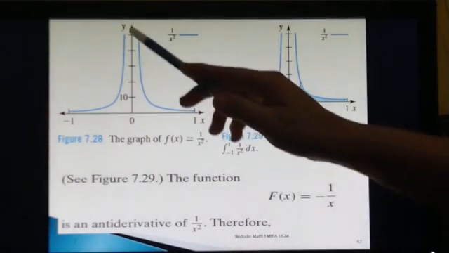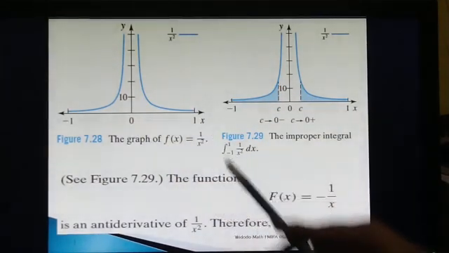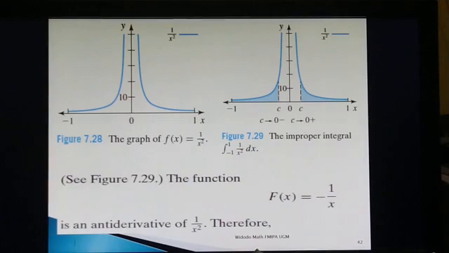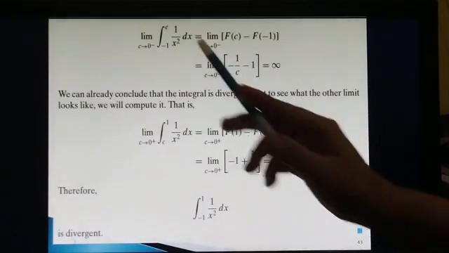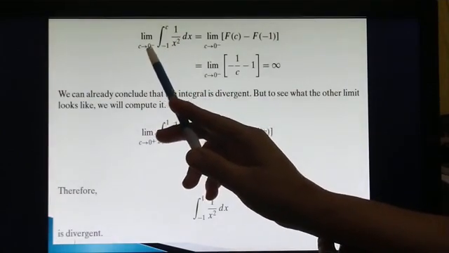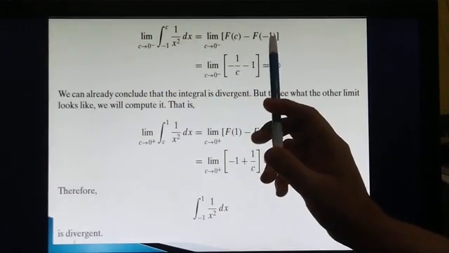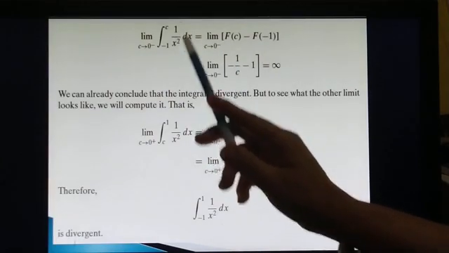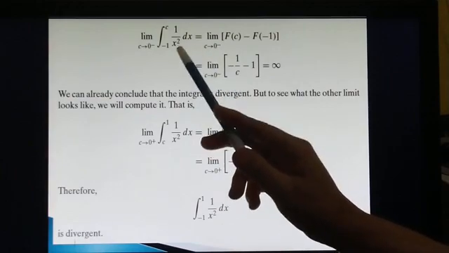We have to count one by one of these two parts. The situation in the graph looks like this. Here at x equal to 0 it is very dangerous, so we have to count each integration one by one. The first integration is the following: the integral from minus 1 until c, with c tending to 0 from the left. This is equal to F(c) minus F(minus 1), where F is the antiderivative of 1 over x squared, that is minus 1 over x.